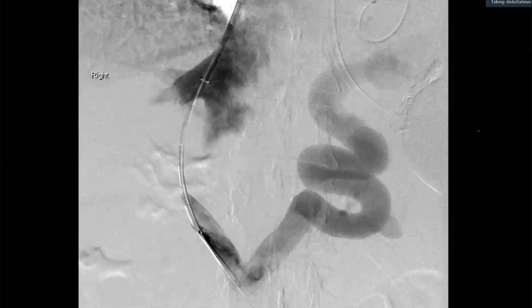This is the hepatic vein. Access has been gained into the portal vein. You can see a huge varix over here. You can see the outline of the balloon that I showed you earlier.